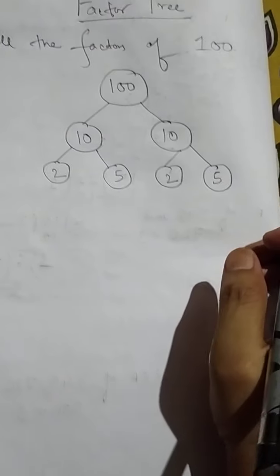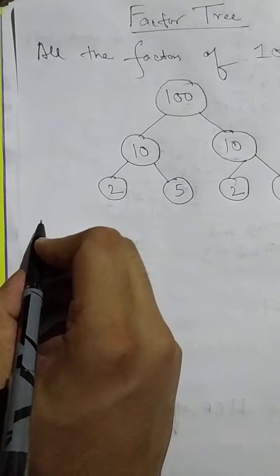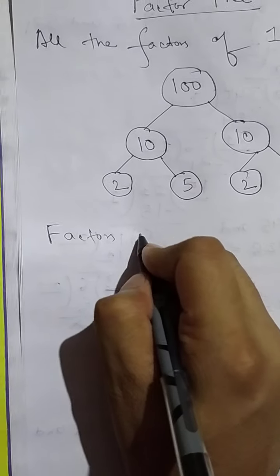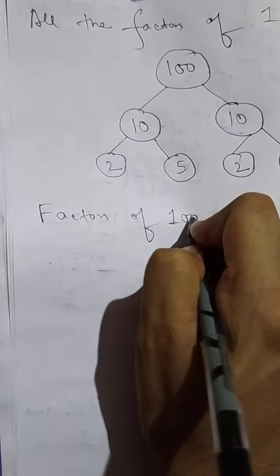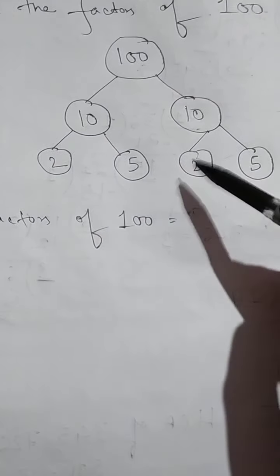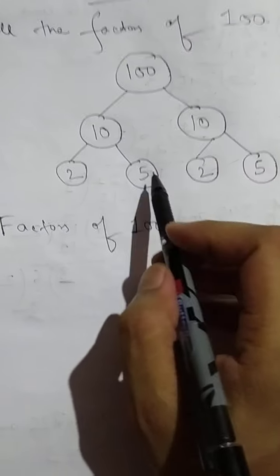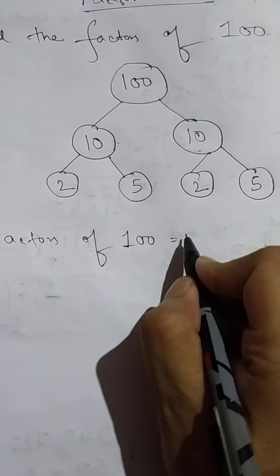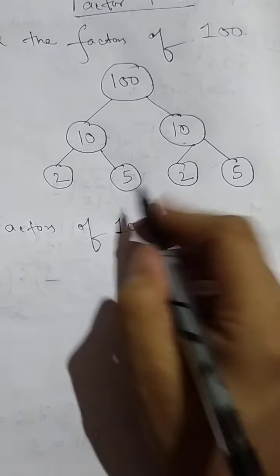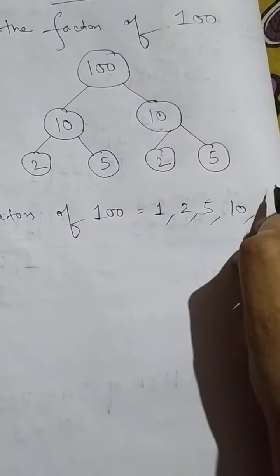Now you have to write down all the factors of 100. Now factors of 100. What is the rule? First you write down all these numbers including 1, because 1 is a factor of all numbers. So first you write down all these numbers including 1. So let's start. 1, we have 2, we have 5, we have 10, we have 100.